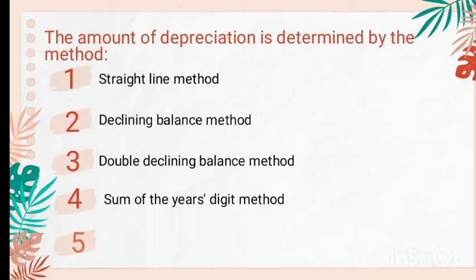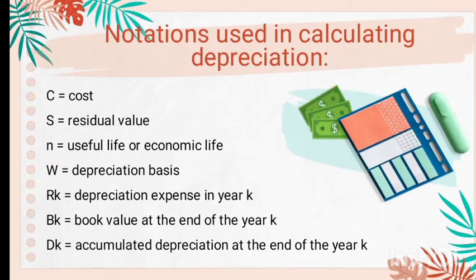The amount of depreciation is determined by the method. Number 1, straight line method. Number 2, declining balance method. Number 3, double declining balance method. Number 4, sum of the year's digit method. And the last, number 5, production unit method.